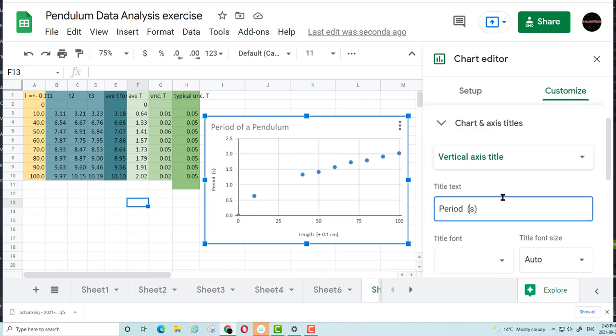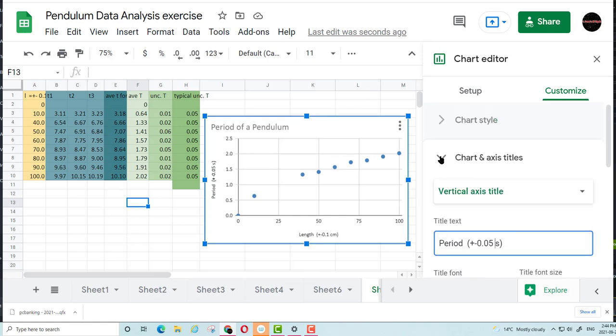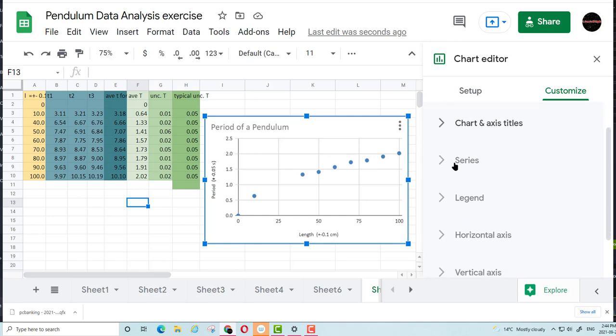And if you want to include that typical value for the uncertainty in the period, we could write in a plus or minus 0.05 seconds. Okay, so I've got my axes now. Let's continue on. I'm going to close up the chart and axis titles and go on to the series. That's where all your data stuff is.